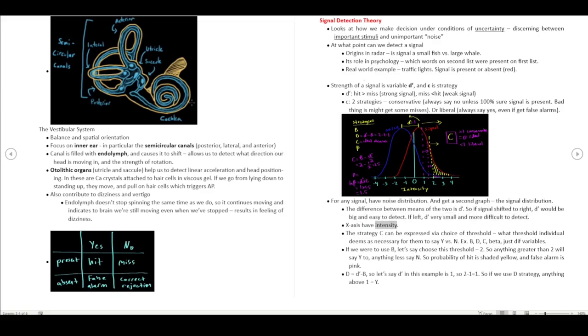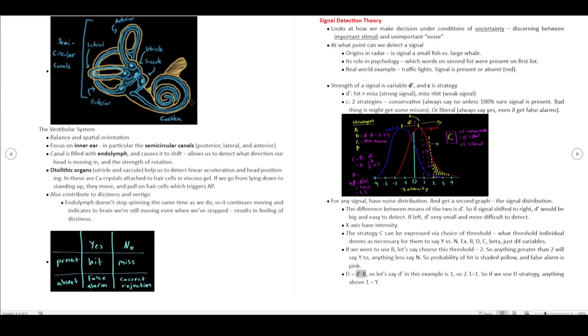On the x-axis have intensity. The strategy C can be expressed via choice of threshold, what threshold an individual deems necessary for them to say Y versus N. D, C, beta are just different variables. If we were to use B, let's say choose this threshold 2. So anything greater than 2 will say Y, anything less say N. So probability of hit is shaded yellow, and false alarm is pink.